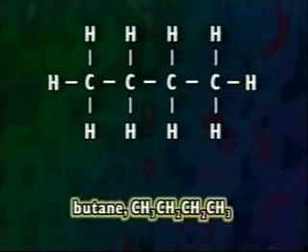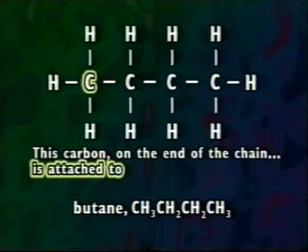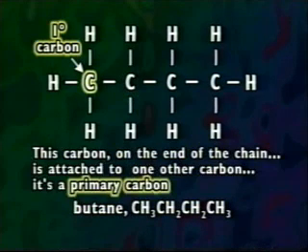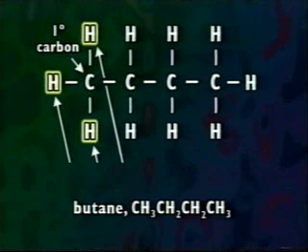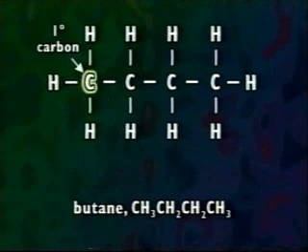Let's look at butane again. This carbon over here, on the end of the butane chain, is attached to one other carbon, so we know that it's a primary carbon. And this primary carbon has 3 hydrogens attached to it. Those hydrogens are called primary hydrogens because they're attached to a primary carbon.